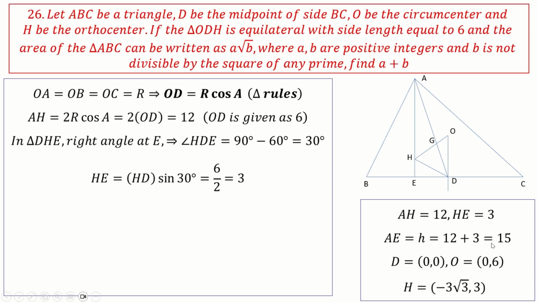So obviously AE is equal to 15. This is the height of the triangle. Now you've got the height. You just need the base, that is BC. If you get that, you're done. You get the area. Okay.